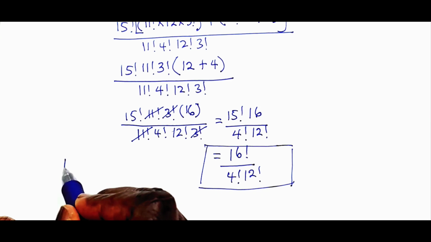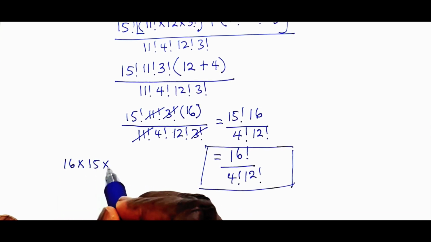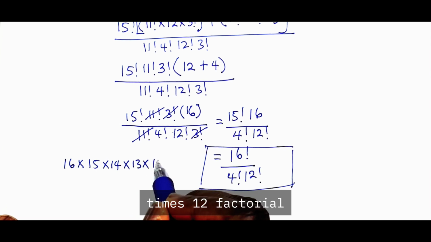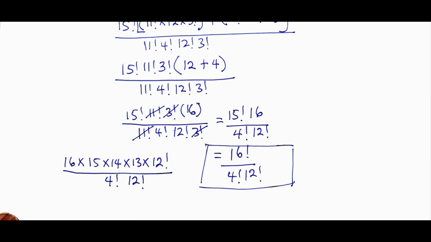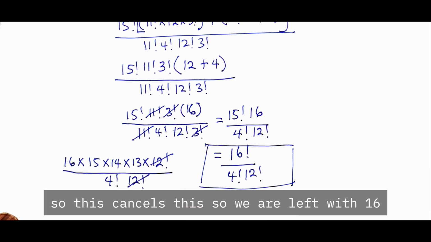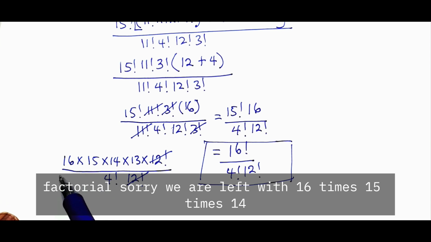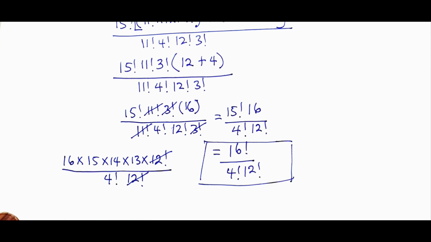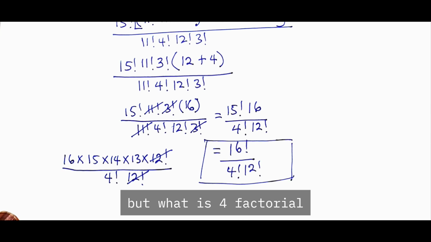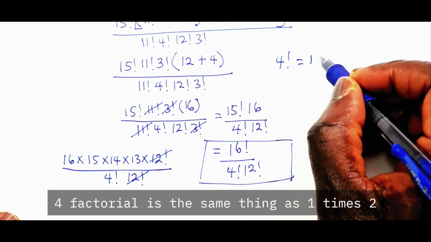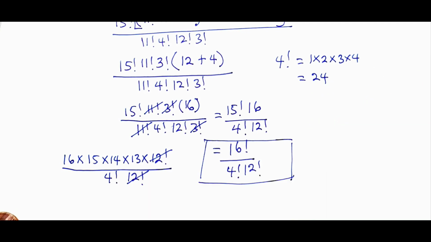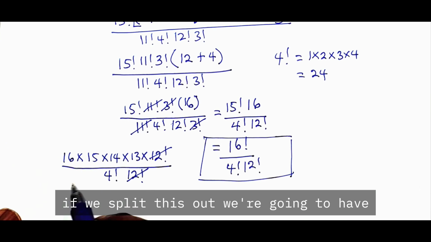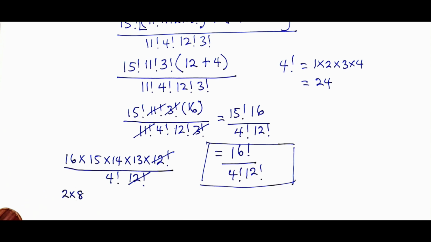the same thing as saying 16 times 15 times 14 times 13 times 12 factorial divided by 4 factorial, 12 factorial. So this cancels this. So we are left with 16 times 15 times 14 times 13. But what is 4 factorial? 4 factorial is the same thing as 1 times 2 times 3 times 4, and that is going to give us 24. Can we get 24 out of here? Yes or no? If we split this out, we can have 2 times 8, right?